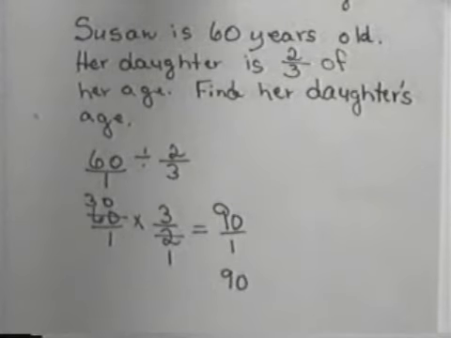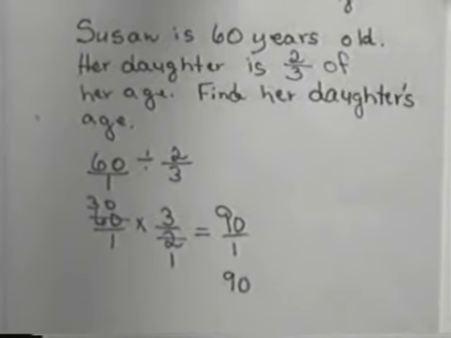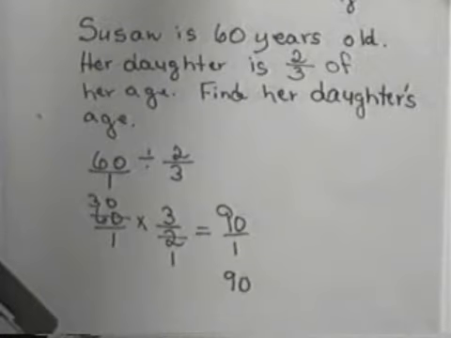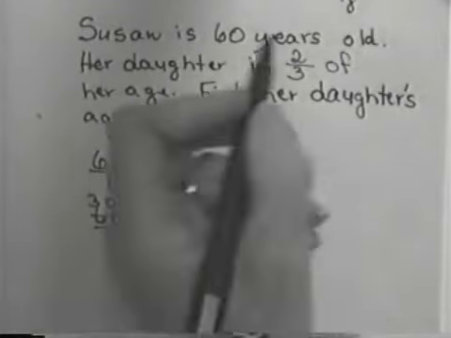Now we know something was wrong because Susan is 60 years old. Find her daughter's age. Her daughter certainly couldn't be 90. So that's a case where if you do the wrong operation and look at your answer and see if it's sensible, you'll decide right then that you did the wrong thing. So we know it's not division. It's never going to be division when you're finding a part of something, a fraction of something.